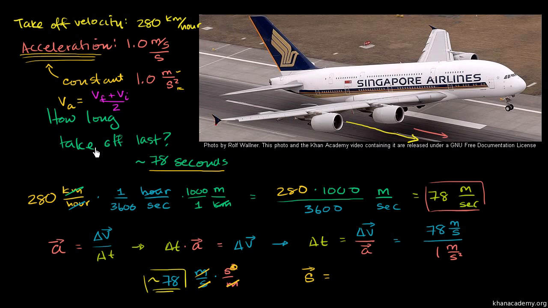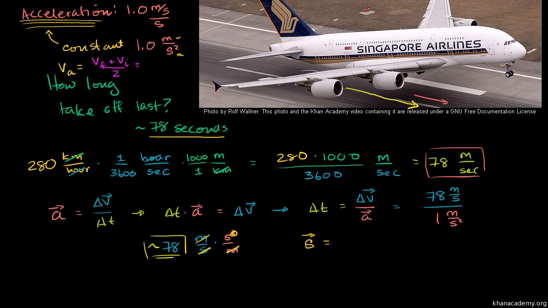And so in this situation, what is our average velocity? Well, let's do it in meters per second. Our average velocity in this example is going to be our final velocity, which is 78 meters per second, plus our initial velocity. Well, what's our initial velocity? We're assuming we're starting at a standstill. Plus 0, all of that over 2. So our average velocity in this situation, 78 divided by 2, is 39 meters per second.